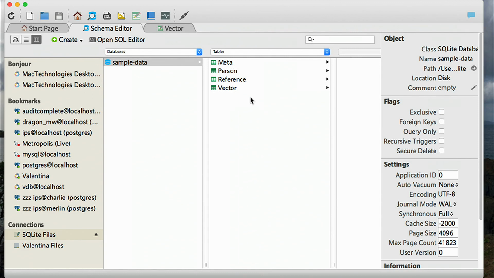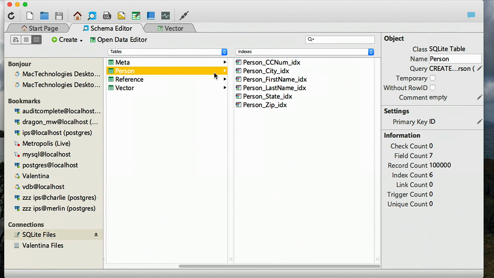This database is essentially of people. There are 4 tables in here, which I will review, not all of which would be used in production. The main table is this one, person. Person has a first name, last name, city, state, zip, and a credit card number, which I faked. This is what will store your encrypted data.